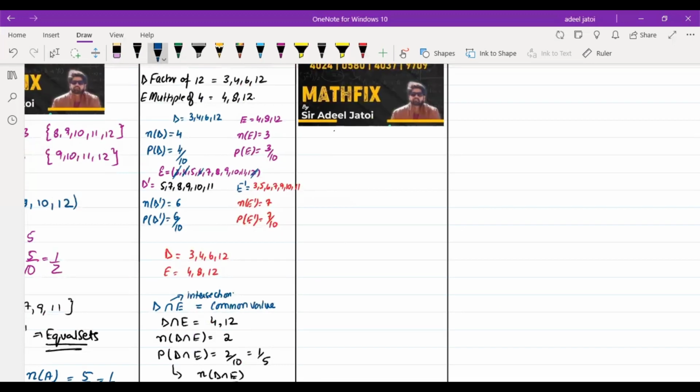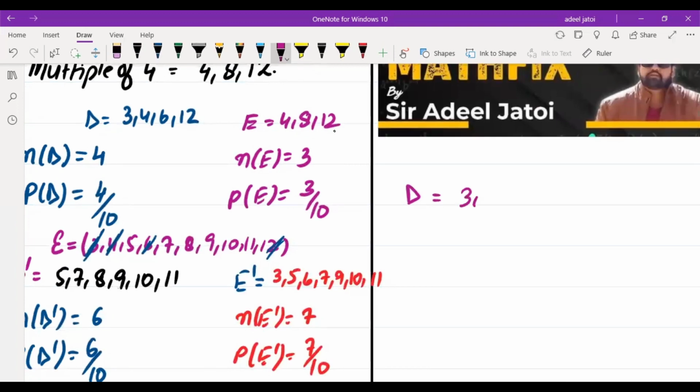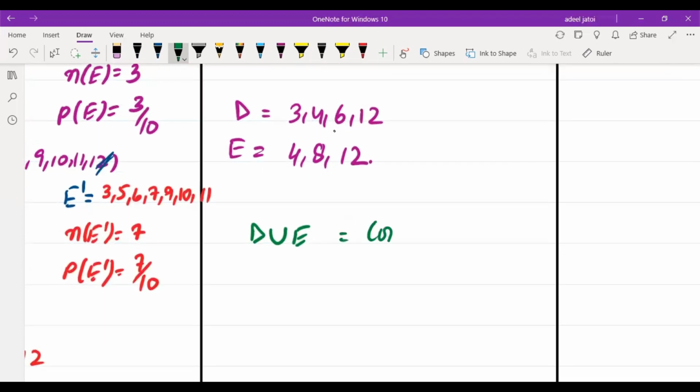Similarly, with the same concept of D and E, your D was 3, 4, 6 and 12, and your E was 4, 8 and 12. The question says you need to find D union E. Now what does union mean? Union means common numbers. Oh, sorry, I will correct it. Union means all numbers.